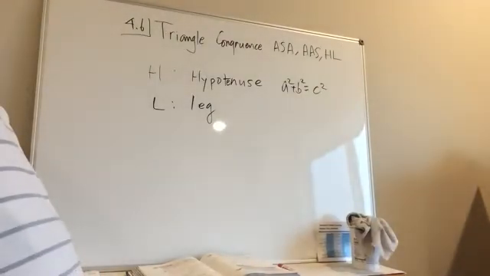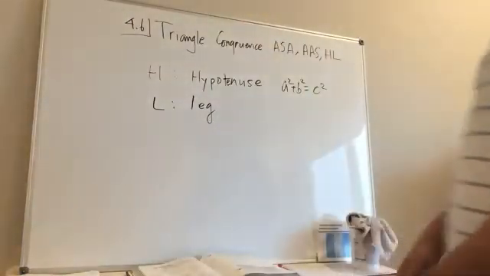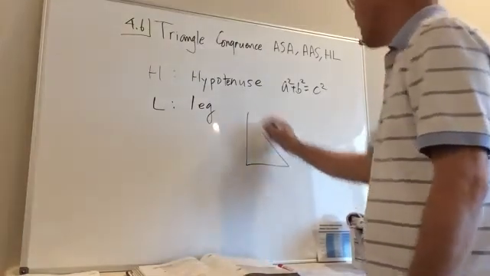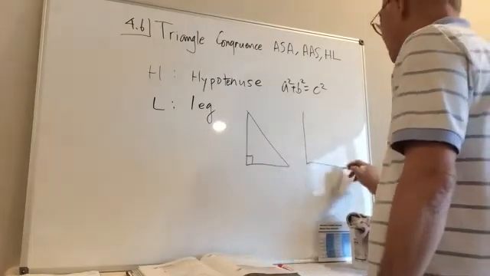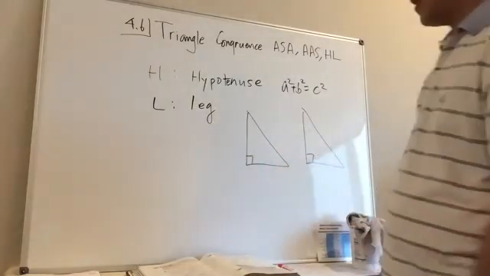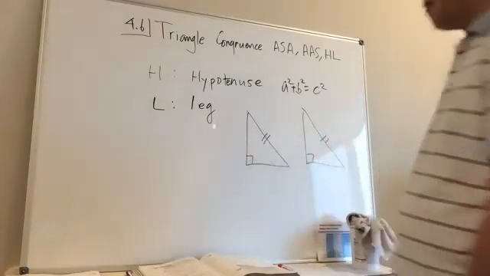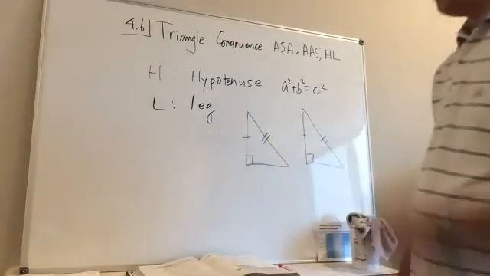A right triangle? Correct. It only works in a right triangle. So if I have a right triangle like this, and I have two of them, and I know that the hypotenuse is the same, and one of the legs is the same.